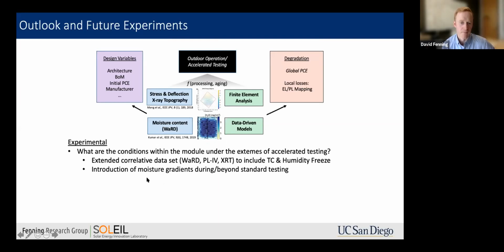Experimentally, looking forward, we are most focused on looking at conditions under the extremes of accelerated testing. So we are continuing with damp heat, but we're also looking at the low temperatures of a thermal cycling test or humidity freeze test. Beyond that, we're really interested in the introduction of moisture gradients. A damp heat where it's sitting there may not be most reflective. Of course, thermal cycling has a lot of gradients, but doesn't have a well-defined moisture content. By combining our ability to measure stress and moisture, we hope to systematically disentangle the gradients within the module and the contributions from moisture separate from the temperature-driven mechanical effects.